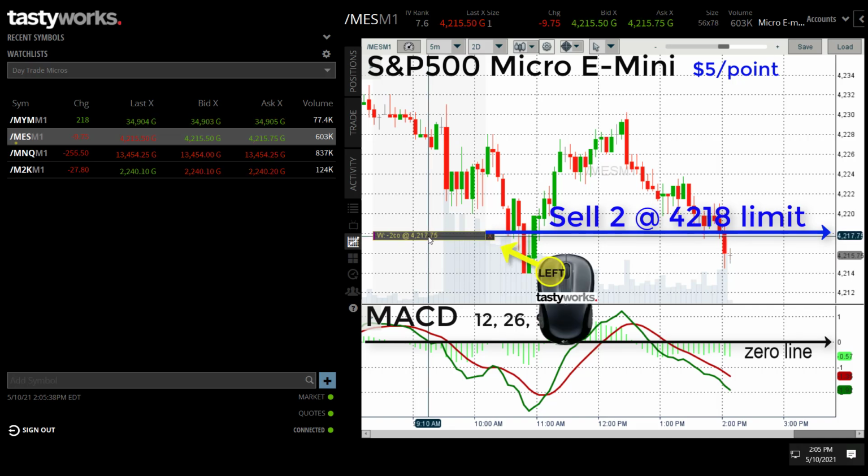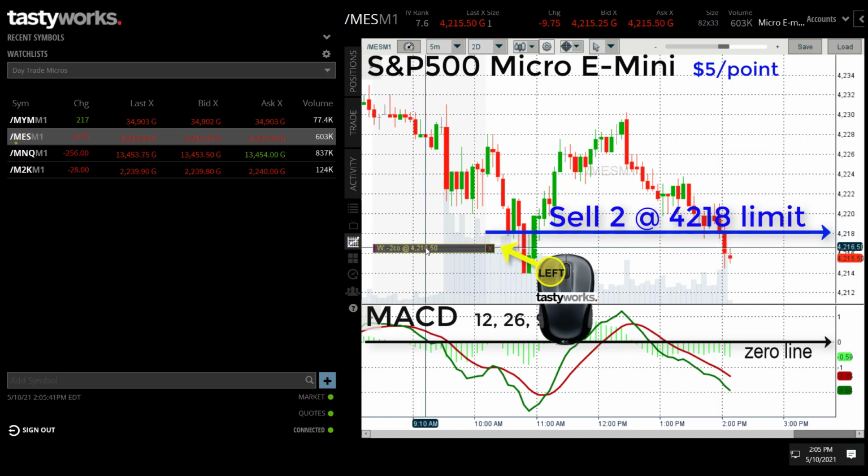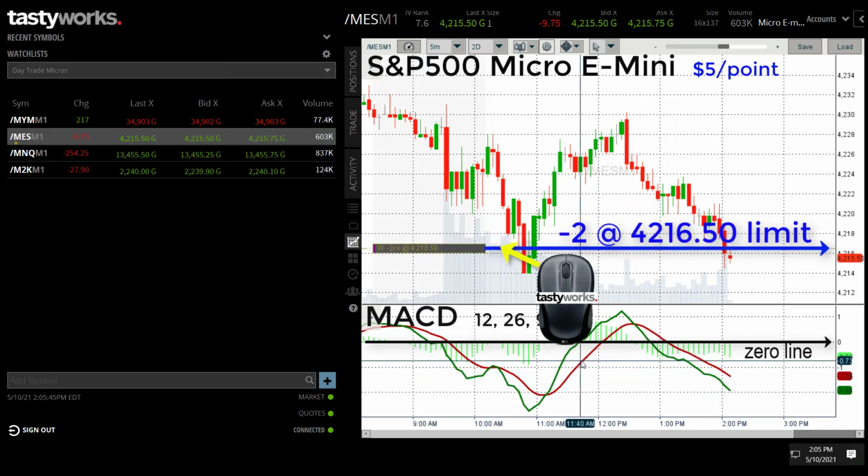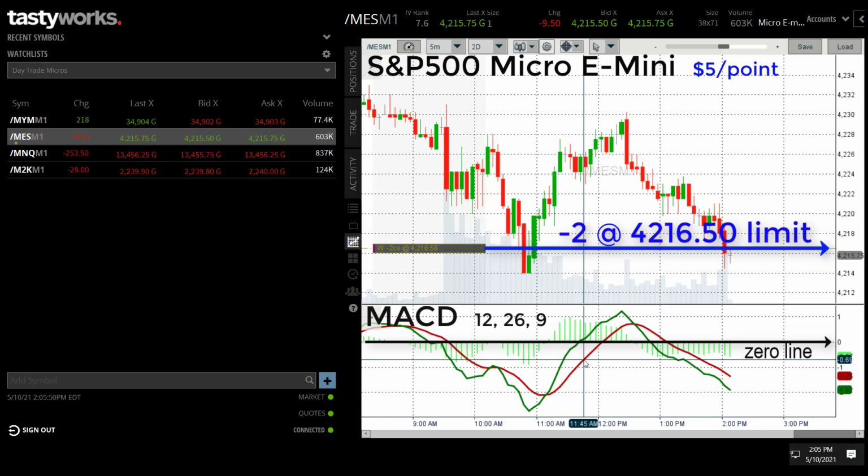I use that left mouse click to bring it down. I have not entered the trade yet. Now I'm lowering my sale price here down to 42.16 1/2, and we're trading 42.15 3/4 right now.